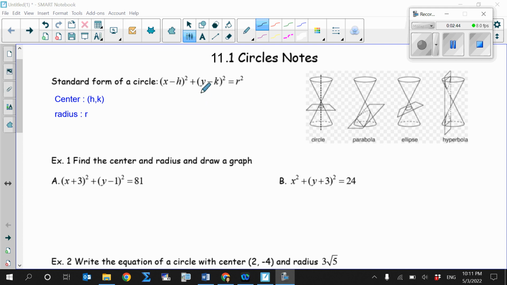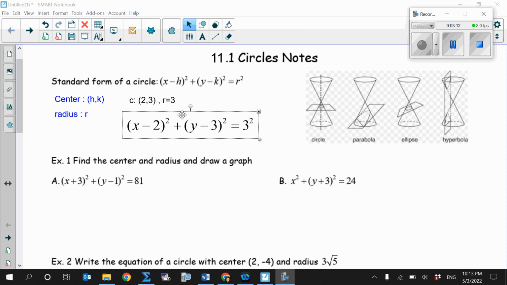The standard form of the equation of a circle is (x minus h) squared plus (y minus k) squared equals r squared. Now, what are h and k? Those are the coordinates of the center of the circle, and r is the radius of the circle. So let's imagine we have a circle that has a center at (2, 3), and the radius is 3. And this will be the equation of the circle.